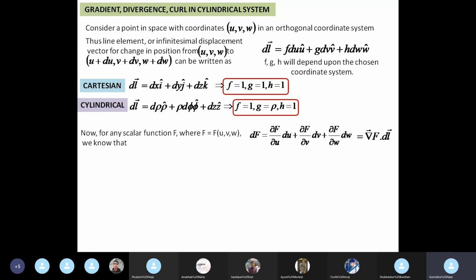This is irrespective of the coordinate. In any coordinate, this can be written. We have already done this when we were doing gradient. Okay. So df can be written as this, can also be written as this, grad f dot dl.